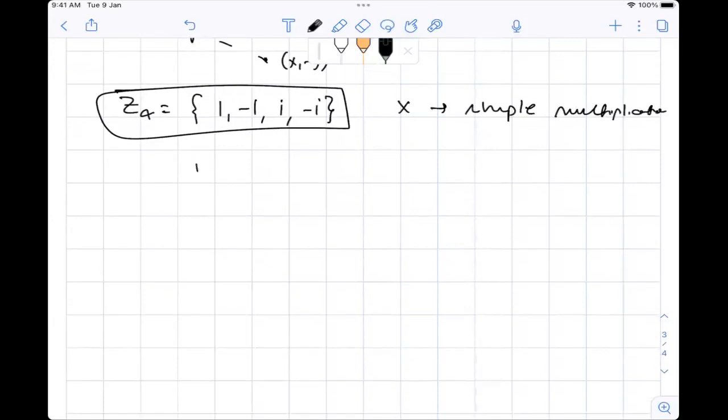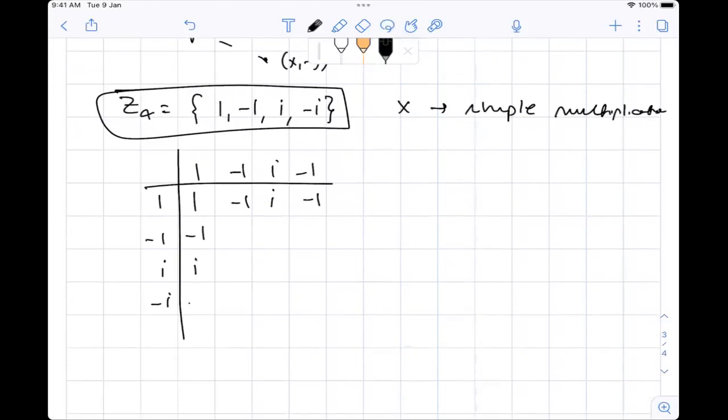So let us check them. 1, -1, i, -i, and 1, -1, i, -i. When I multiply them, I'll get 1, -1, i, -i. I'm just doing a simple multiplication, okay? So now -1 times -1 is plus 1, -1 times i is -i, -1 times -1 is 1, and this is -i, -1, and oh, this is plus i.